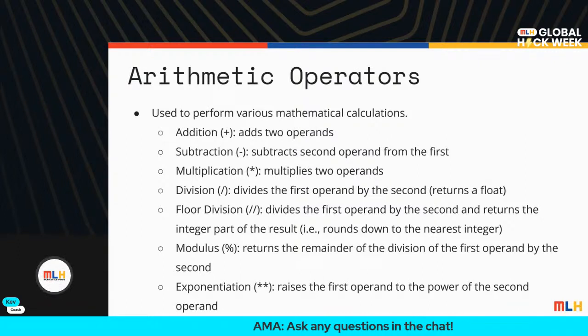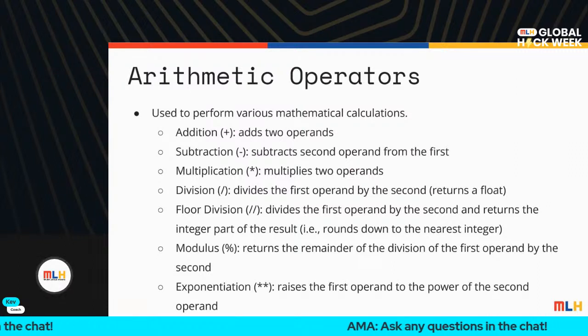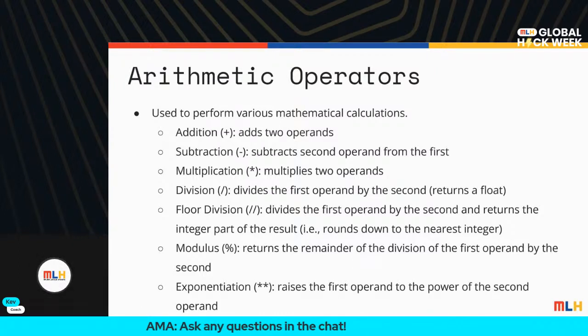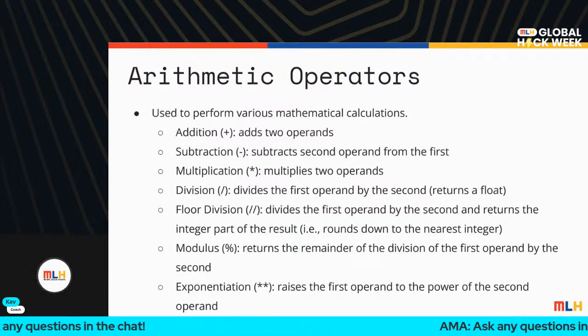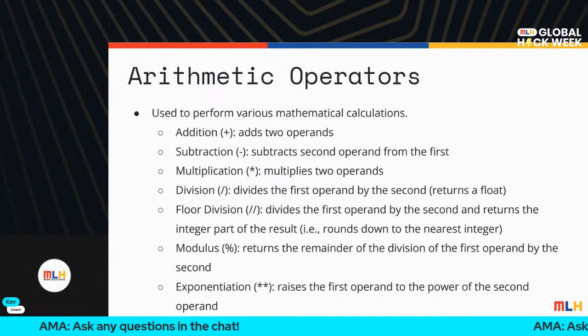With floor division, which uses a double slash, we have modulus, we have exponentials. Modulus essentially works like this. Division gives you both the remainder and the actual value. Floor division gets you only the whole integer part of the result, rounded down to the nearest integer. Modulus gets you the remainder part of the result.